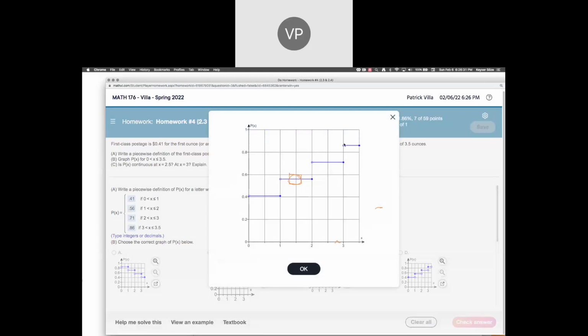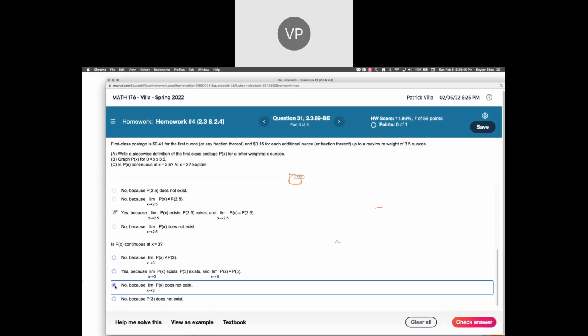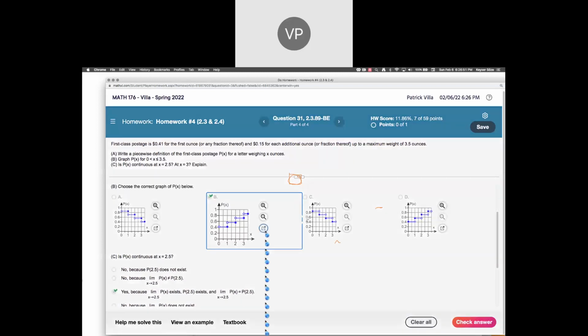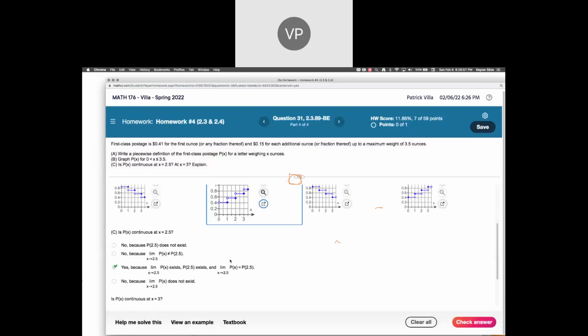See, at 3, there is no limit, because coming from the left, it's approaching 0.71. Coming from the right, it's approaching 0.86. So there is no limit. So that's what I'm going to key on here, and this is my choice right here, because the limit does not exist. The point actually exists, by the way. At 3, the point is right down here. It's that 0.71. So the coordinate exists.